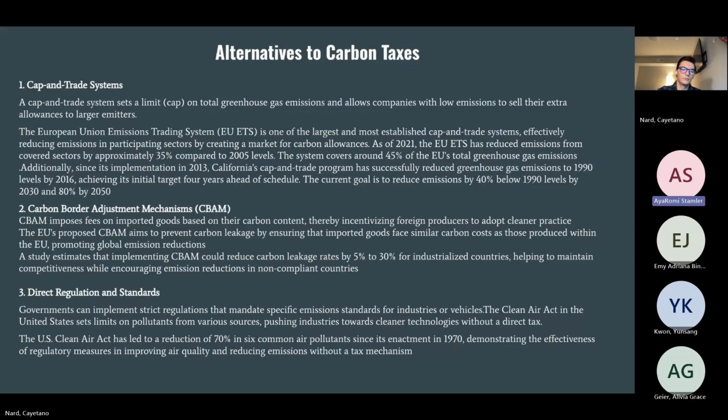Another system is direct regulation and standards. That means that governments can implement strict regulations that mandate specific emission standards for industry or vehicles. An example for that is the Clean Air Act in the US. And we can see that the Clean Air Act has led to a reduction of 70% in 6 common air pollutants since its enactment in 1970, demonstrating the effectiveness of regulatory measures in improving air quality.